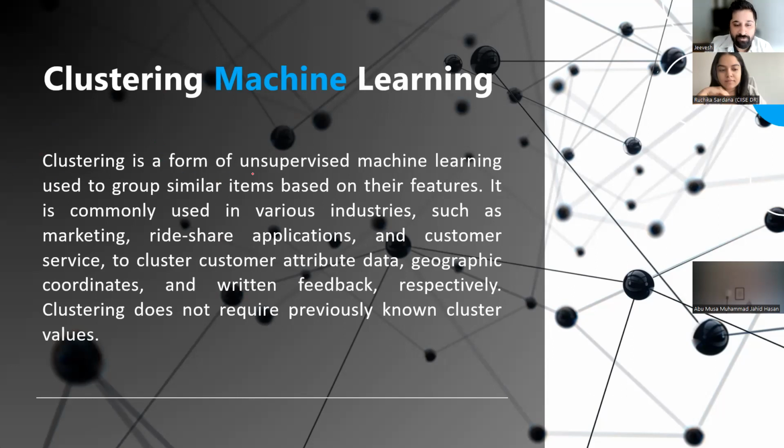Moving on, clustering is a form of unsupervised machine learning used to group similar items based on their features. It is commonly used in various industries such as marketing, rideshare applications, and customer services to cluster customer attribute data, geographic coordinates, and written feedback, respectively. Clustering does not require previously known cluster values. So clustering is basically grouping similar data. Please understand the difference: when we start with regression, we are looking at numbers. Then with classification, we are classifying that this is this or this is this. And when you have data and you want similar data to be together, that's where you're using clustering.